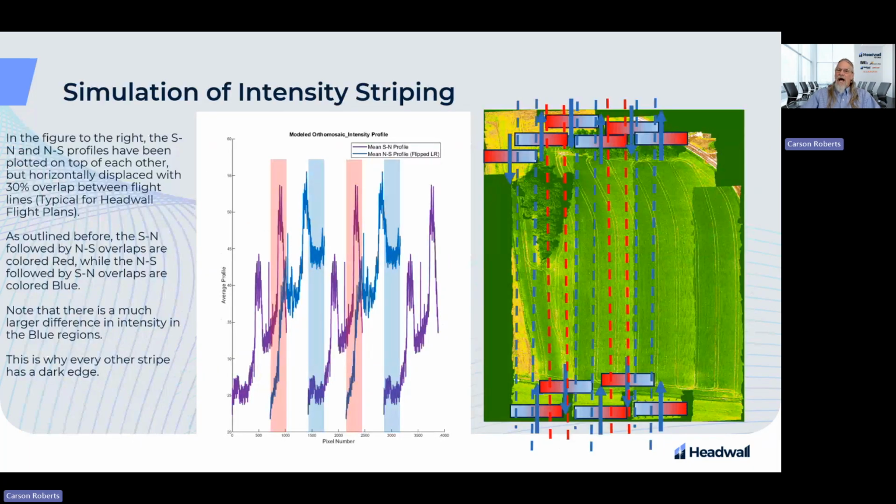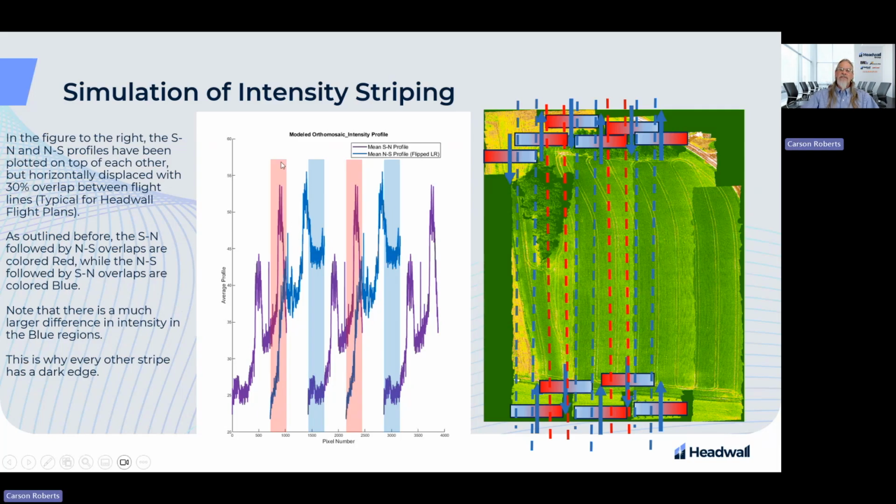So can I then explain this intensity striping? So what we typically do is we program our flights so that we travel north-south, south-north, north-south, south-north, and we program an overlap of about 30% between the flight lines. So what I've done is I've taken this average south-north flight line, this average north-south flight line, and displaced them by 30% of the sensor field of view.